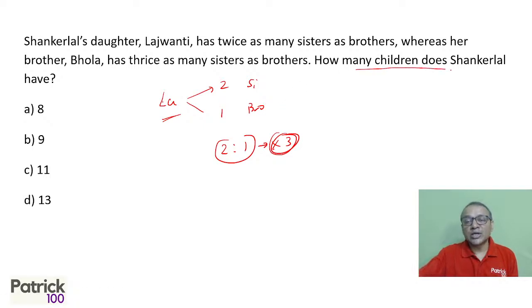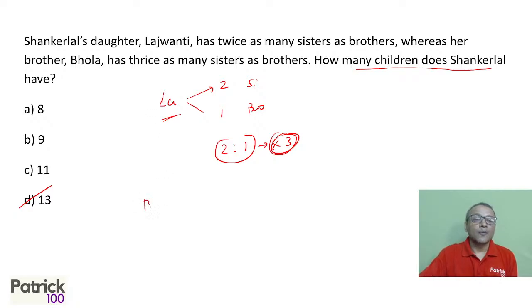We want to know how many children Shankar Lal has. So basically it will be a multiple of 3 for the brothers and sisters, plus Lajvanti, so a multiple of 3 plus 1. Looking at the options, there is only one option of the form multiple of 3 plus 1, option D. You can technically mark the answer directly. Multiples are a very good way of getting the answer quickly.